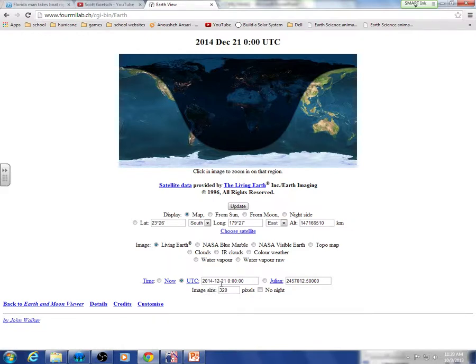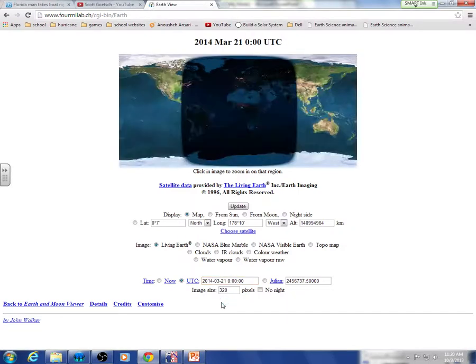Well, what if I go to the equinoxes? So let me go to the vernal equinox, which would be March 21st. Kind of interesting. Now you notice these shadow lines are straight up and down. They're parallel. What it's showing you is that Northern Hemisphere, 12 hours sunlight, 12 hours darkness. Southern Hemisphere, 12 hours sunlight, 12 hours darkness. North Pole, South Pole, everywhere is getting 12 hours of sunlight and 12 hours of darkness.